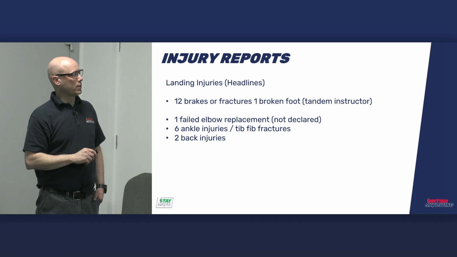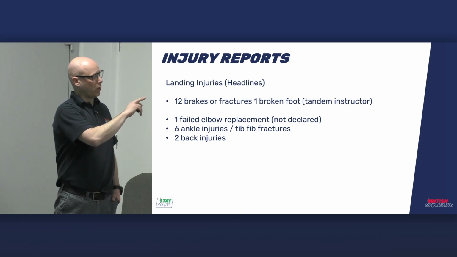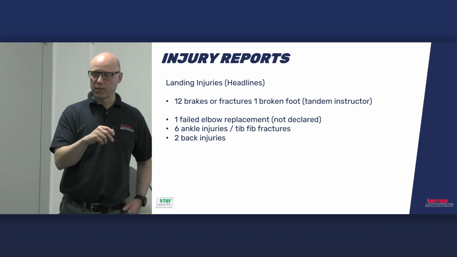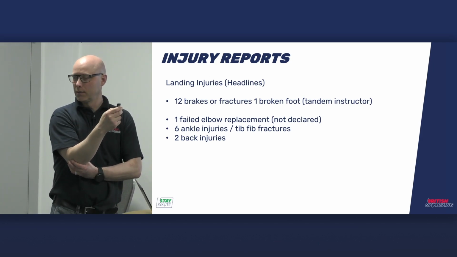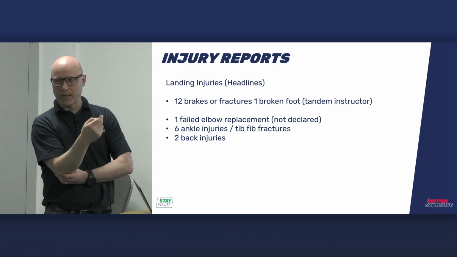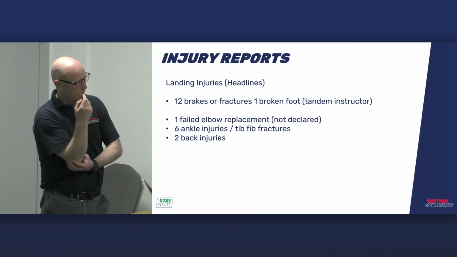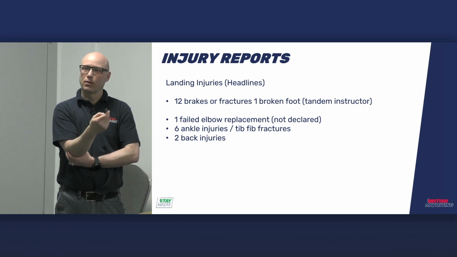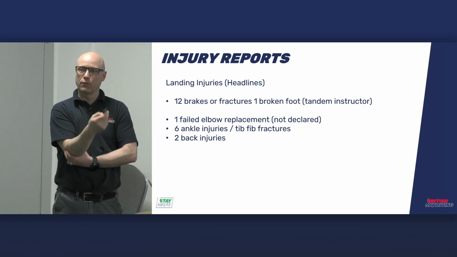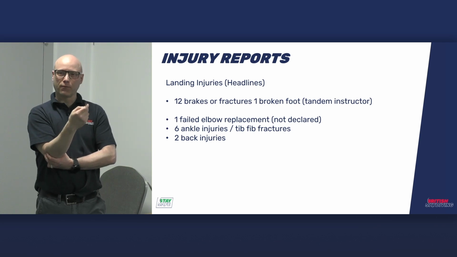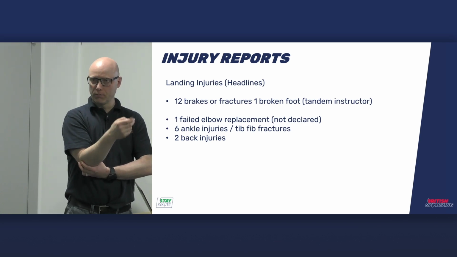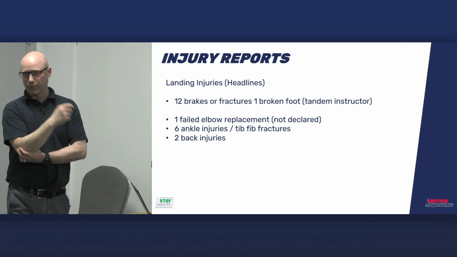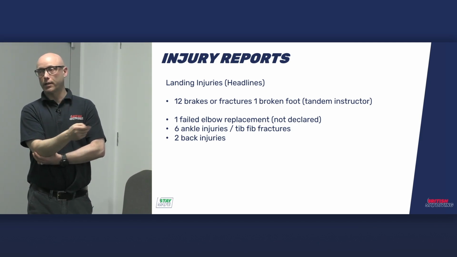These are the types of injuries that we've had, and Ryan this morning was talking about a shoulder that dislocated. It wasn't actually a shoulder; it was an elbow joint that dislocated. It's one of the headline injuries that we had. This person had an elbow replacement and hadn't declared it on their self-declaration form, and the elbow replacement failed in freefall and was flapping around, which was really quite serious.